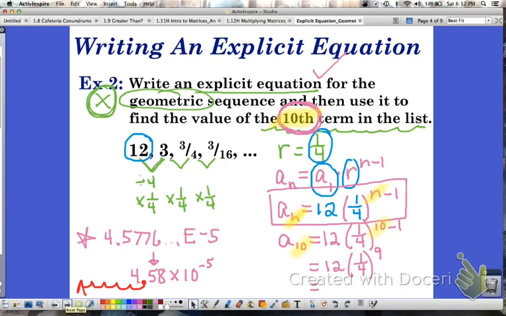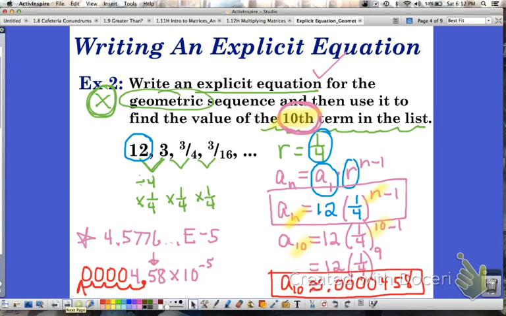So I can either write 4.58 times 10 to the -5th power, which is totally fine, or I can write the decimal version of the answer, 0.0000458, and so on. 1, 2, 3, 4. There we go. And I need to change this equal sign to approximately equal sign because I just rounded. So the value of the 10th term in this list, as I keep dividing by 4 or multiplying by 1/4, gets awfully small.